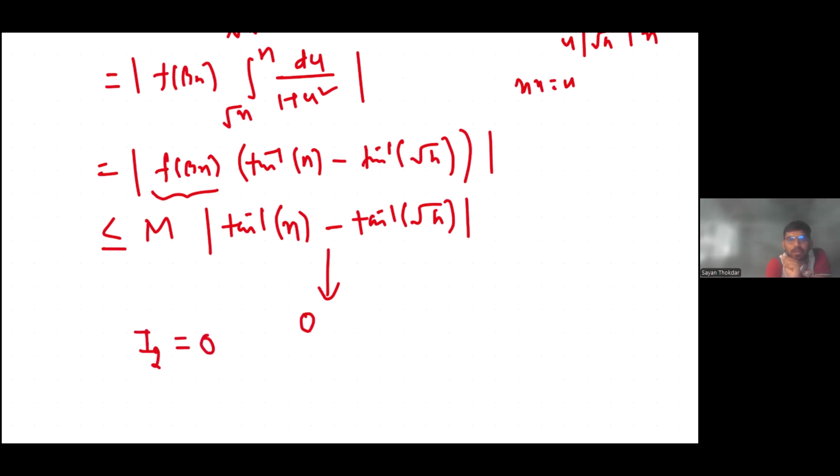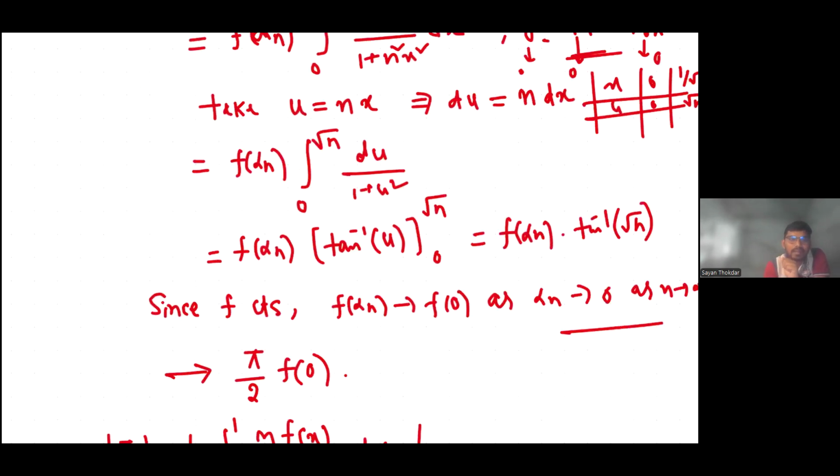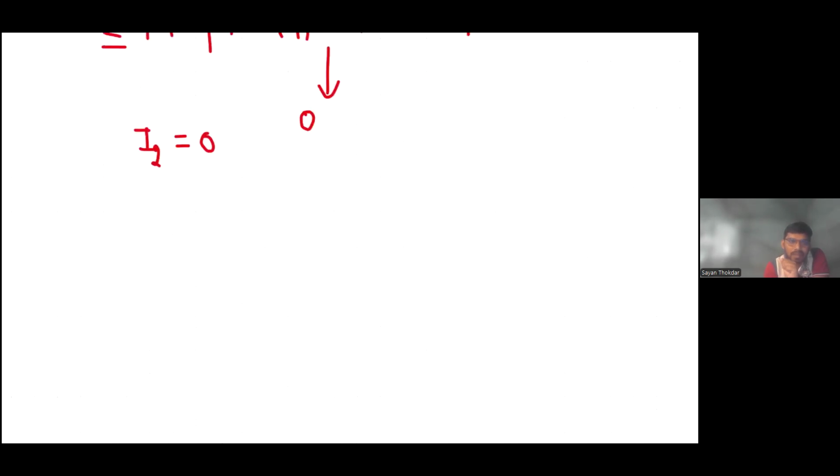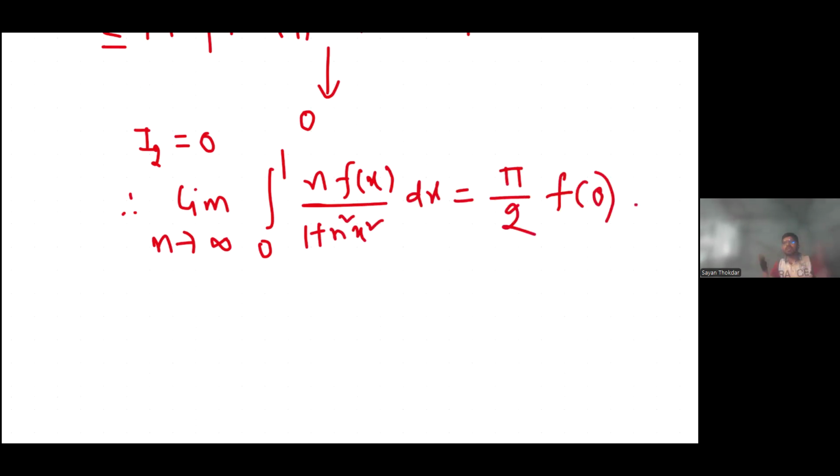So after computing all those things, by adding these two, we get that the limit as n tends to infinity of the integral from 0 to 1 of n f of x upon 1 plus n square x square dx is pi upon 2 f of 0. And the question of TIFR that is asked is about this.